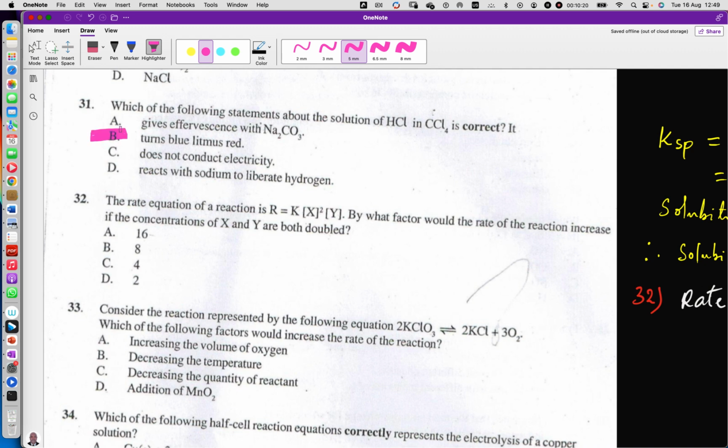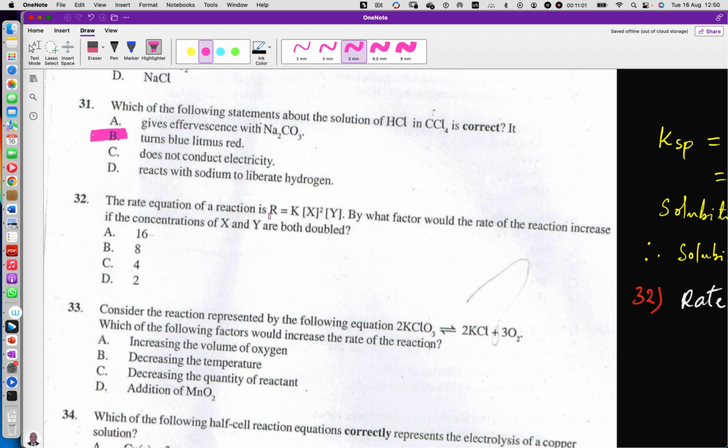Question number 32. The rate equation of a reaction is: rate equals the rate constant times the concentration of X squared, then the concentration of Y. By what factor would the rate of the reaction increase if the concentrations of X and Y are both doubled? Remember, this is a rate equation.